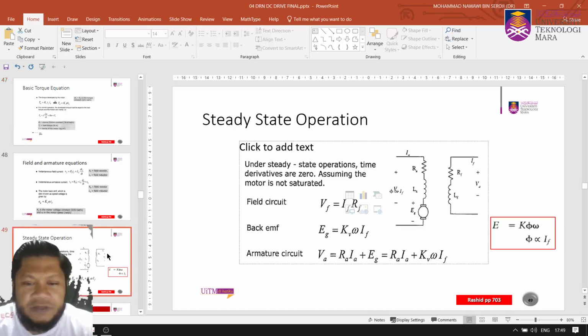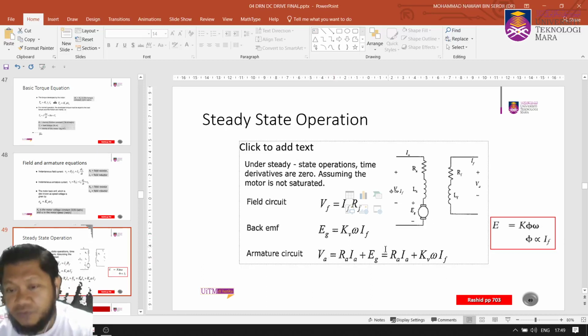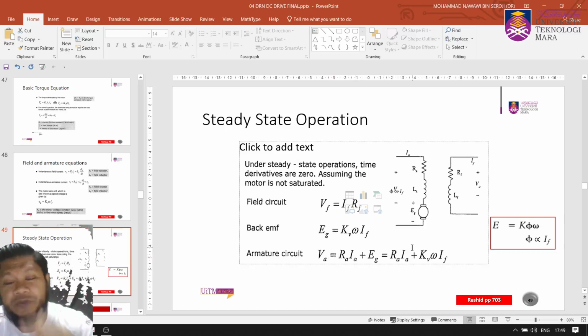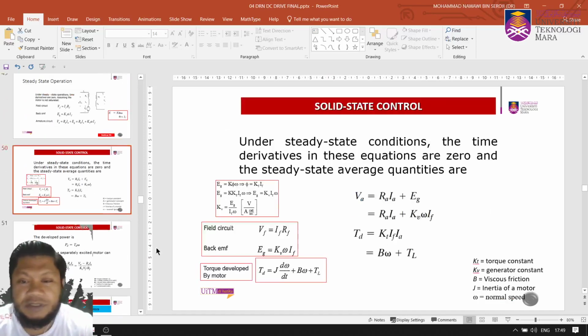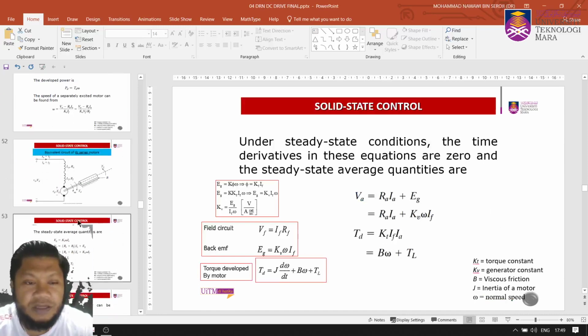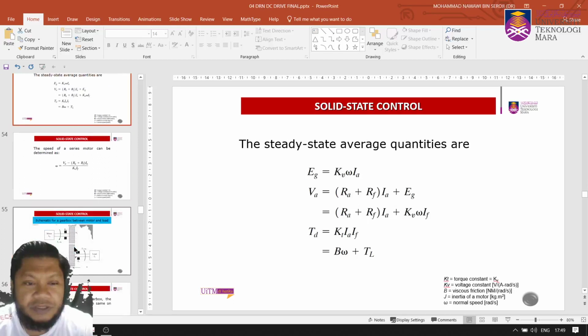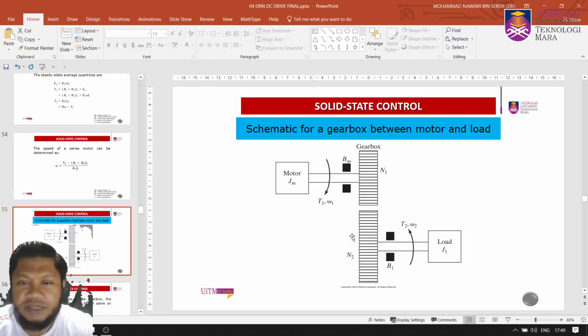Then we look into the KVL, Kirchhoff's voltage law, of the circuit. We have the armature voltage V equals RA times IA plus E. This equation will define how you're going to control your omega. Okay, so I'm going to proceed. This is the schematic for the gearbox.